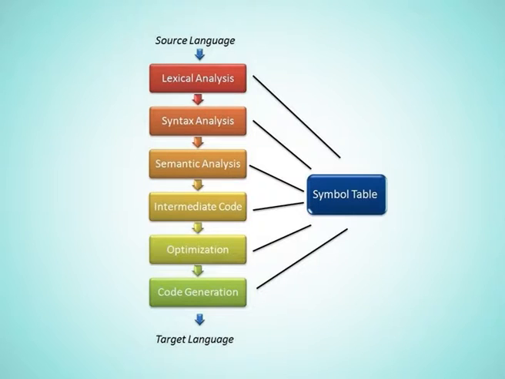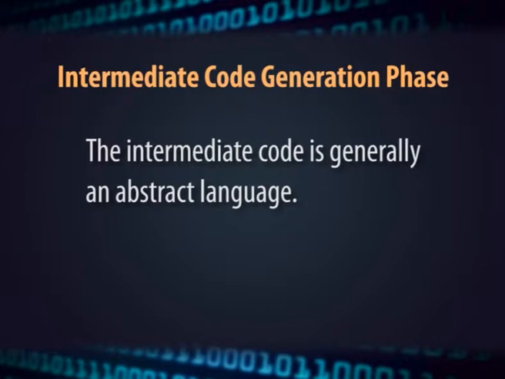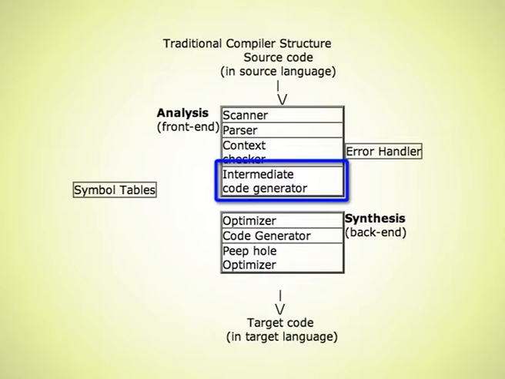The next phase of the compilation is the intermediate code generation. The intermediate code is generally an abstract language. The compilers of different languages may generate the intermediate code in the same language. Therefore, the purpose of this phase is to provide independence from the analysis phase, which is the front end process, to the synthesis phase, which is a back end process.